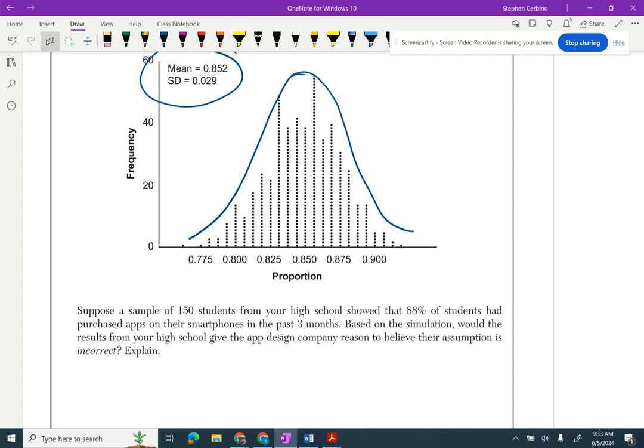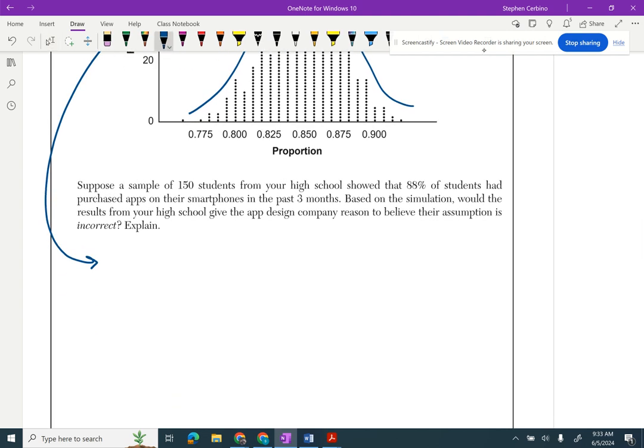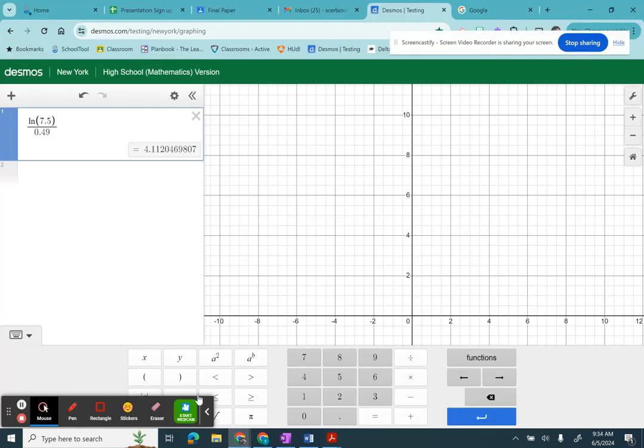Now, this isn't actually asking you to make a confidence interval, but it makes sense to make a confidence interval to determine if 88% is in or not in the interval that we're confident the population value truly lies in. So I'm going to use the data from the distribution to create a confidence interval. The first thing I'm going to do is calculate our margin of error by multiplying 2 times the standard deviation, which would be 0.029. So let's quickly calculate that. 2 times 0.029, I get 0.058.